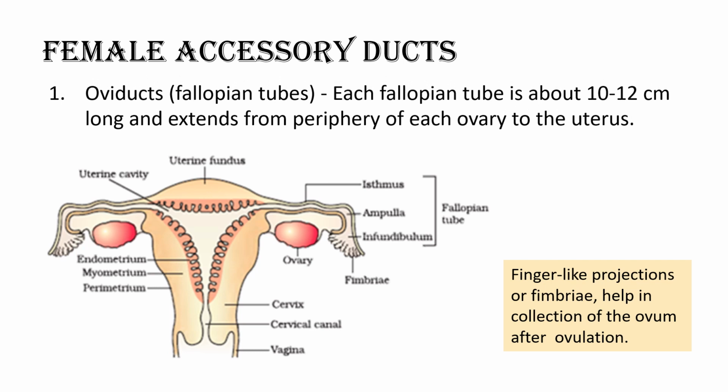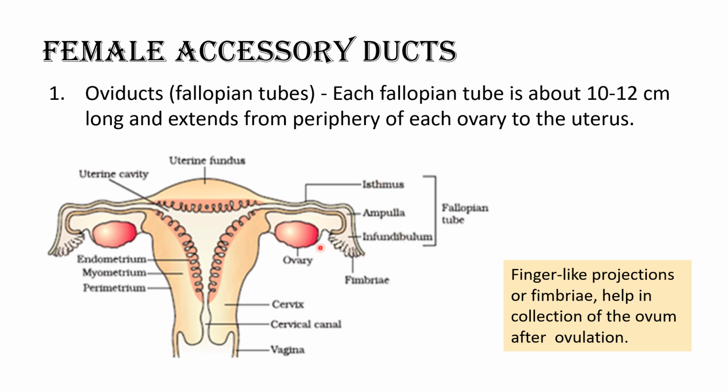Female accessory ducts. The first one to discuss is oviduct, also known as fallopian tubes. Each fallopian tube is 10 to 12 centimeter long and it extends from the periphery of each ovary and connects to the uterus. If you look into the parts of fallopian tube, each fallopian tube consists of three parts.